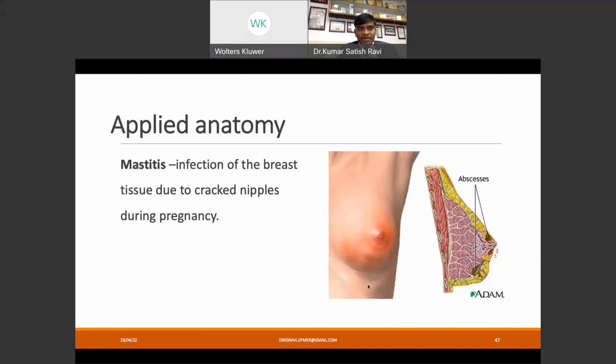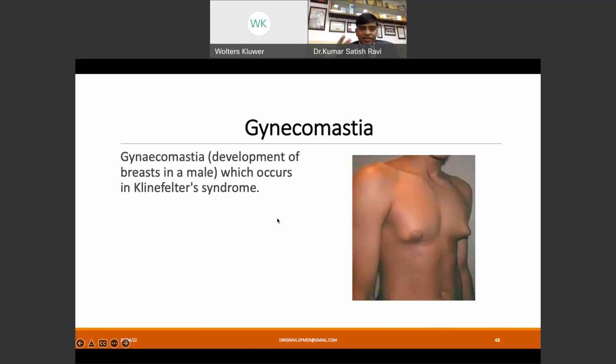Now, when there is development of the breast in the case of a male, when the size is increased, that clinical condition we call gynecomastia, right? And this gynecomastia usually occurs in Klinefelter's syndrome.